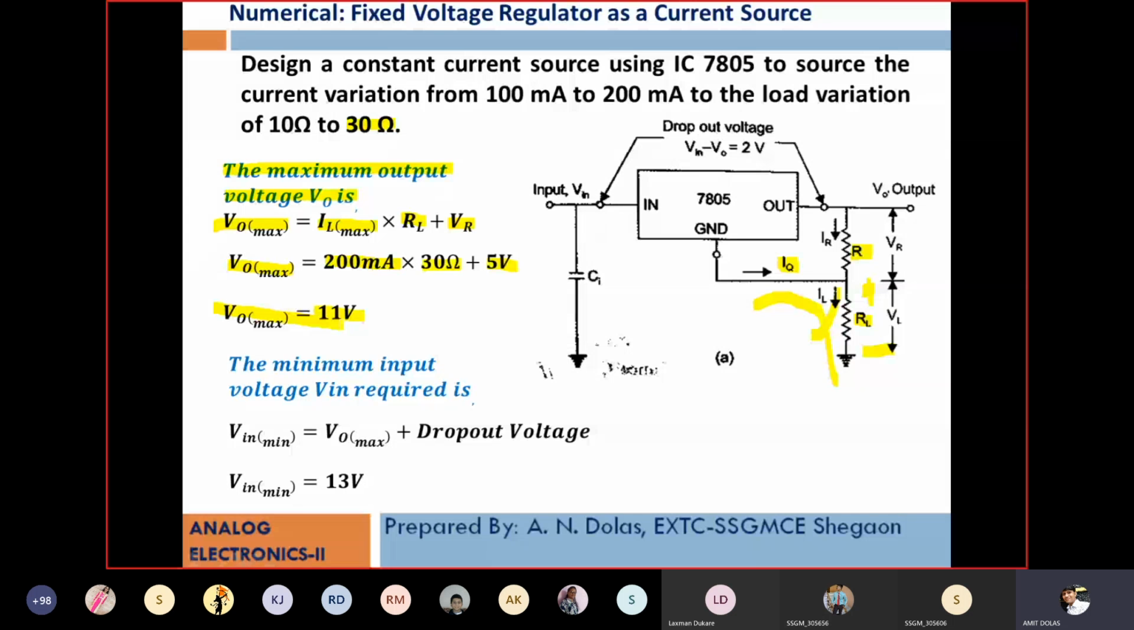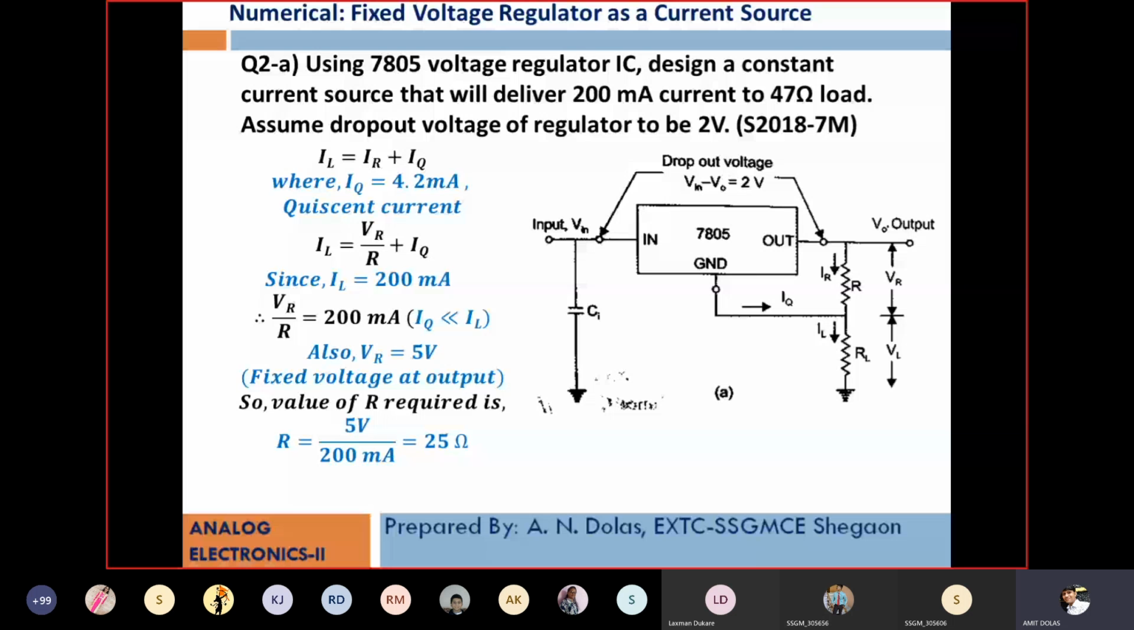And what is the minimum input required? We know the minimum input to the 78 series is maximum output plus dropout voltage, which is 2 volt. Here V in minus V out, that is called dropout voltage, is 2 volt. Therefore minimum input voltage is 11 plus 2, that will be 13 volt. In this way you can solve the current source problem, and it has a weightage of 6 to 7 marks in university exam, not yet asked in any of the papers.